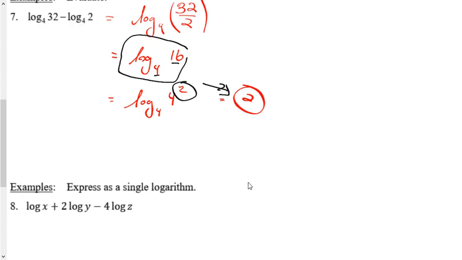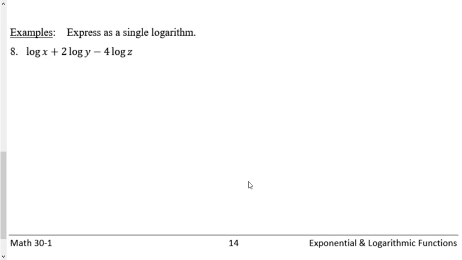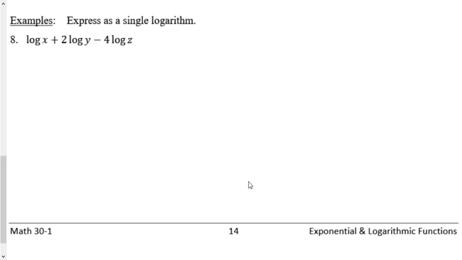Question number 8. We want to express this as a single logarithm. Now, just like with order of operations, we need to think about the order that we're going to combine and simplify things here. So because I have this product here with the 2 times log y, and here a product of 4 times log z, I need to do this multiplication. I need to simplify that part first. So I'm just going to leave the log of x, and notice there's no base given, which means it's a common logarithm, a log base 10.